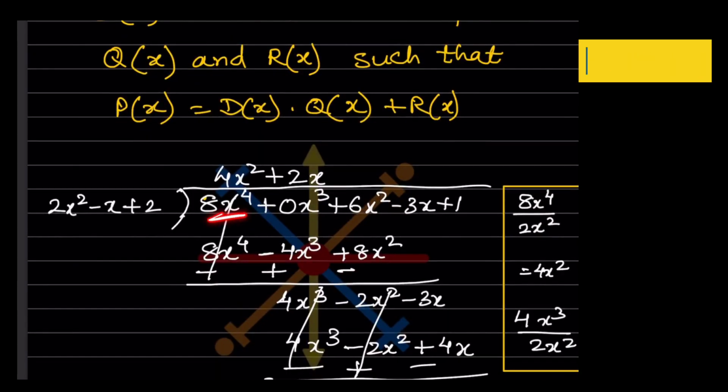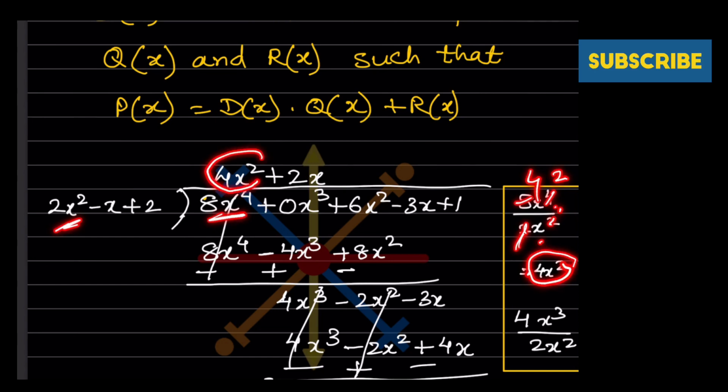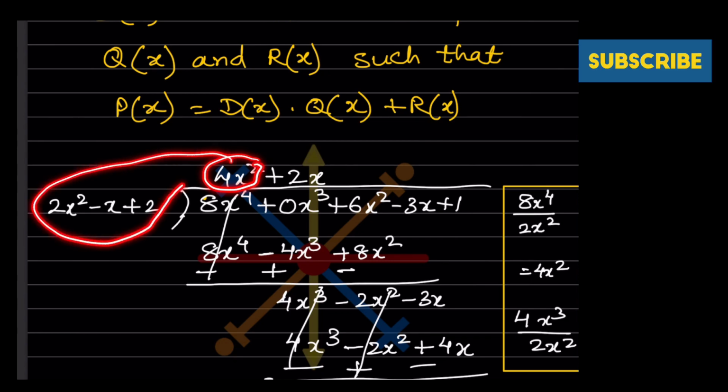So you will take this and this part, that will be 8x to the power 4 divided by 2x squared. So 2 ones are 2, 2 fours are 8, and here this gets cancelled, so this is going to be x squared, so that will be 4x squared. So 4x squared you are going to write over here. Later, what you can do now, this 4x squared you are going to multiply with this whole thing.